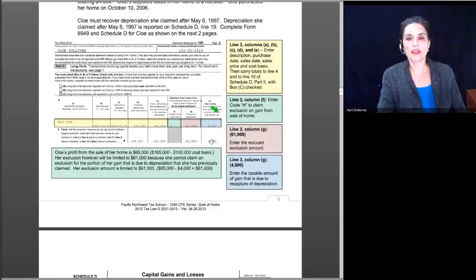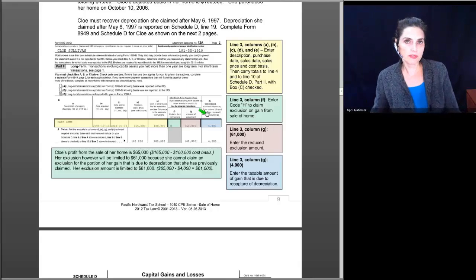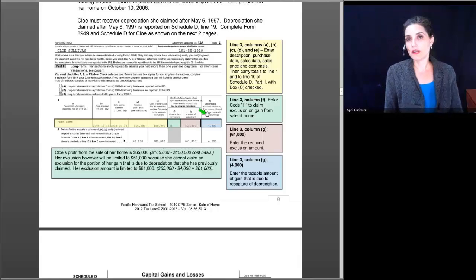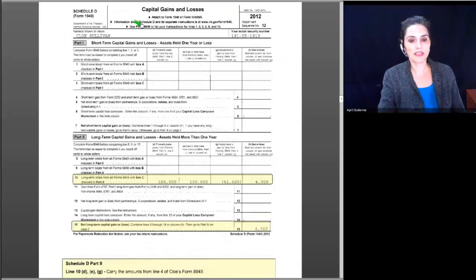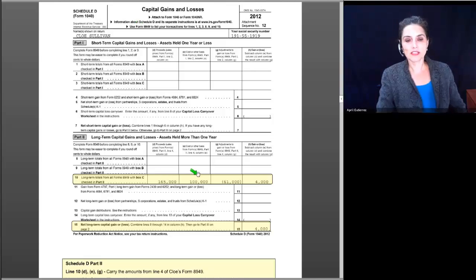Now, the deal with this $4,000 is because it is a recovery of depreciation, it creates a need to treat this gain a little bit differently than other forms of capital gain. And that's because this particular gain is subject to a maximum tax rate of 25% rather than a maximum rate of 15% for 2012. We move over to the Schedule D, and on the Schedule D, we just carry those totals from 8949, sales price $165, cost basis $100, exclusion amount $61, taxable profit $4,000.